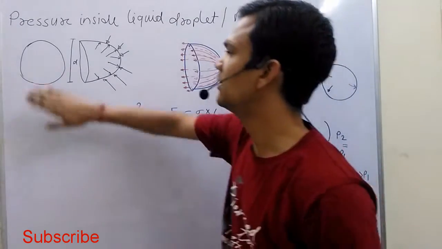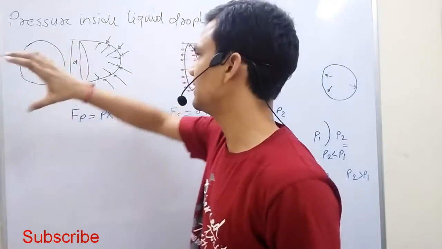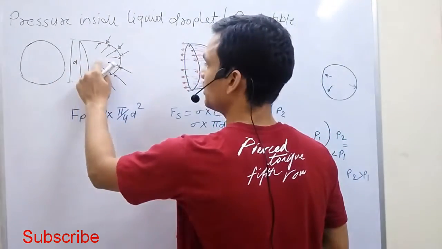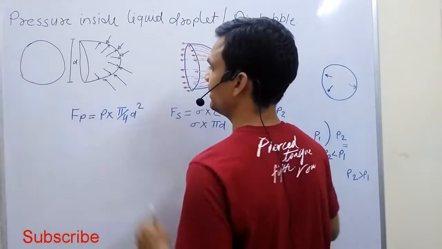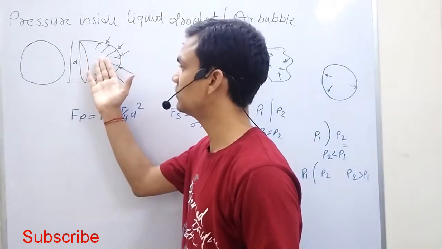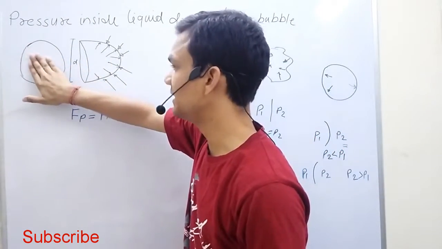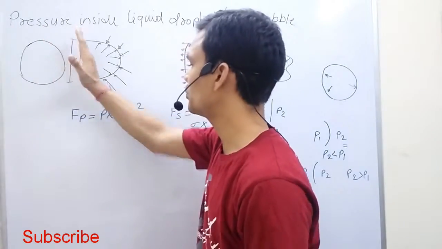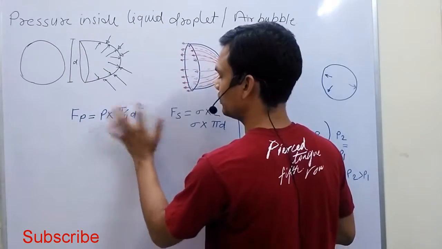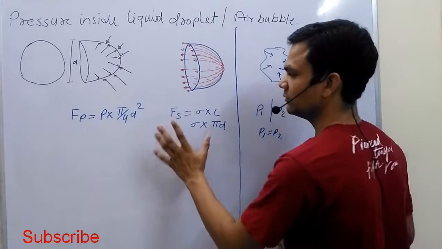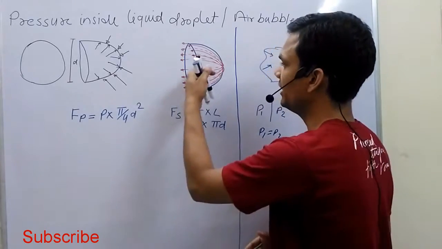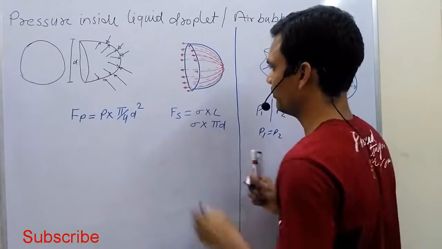Suppose we consider a cross section area in the spherical shape and we cut it into two parts. The pressure inside is more, above atmospheric pressure, so the pressure will act on this cross section area, and we take a projection of this. Now the pressure force will be equal to pressure into pi by 4 d squared. And the other force will be the surface tension force, and it will act in this way.